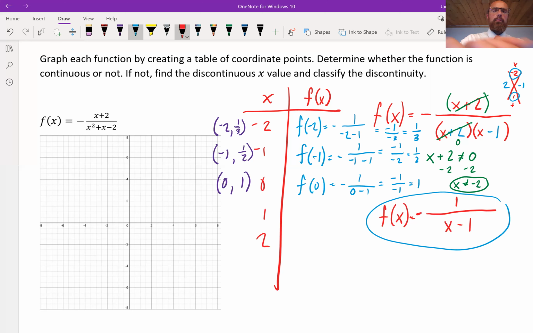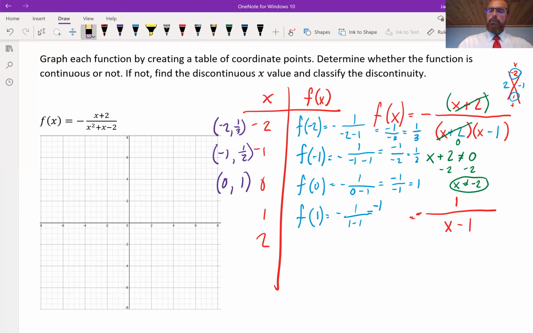Let's calculate when x is +1. So that's 1 over 1 minus 1. And I see immediately I'm running into a problem. Let's kind of make some room for ourselves here. That's 1 over 1 minus 1, which is 1 over 0. And that, what we would say, is undefined.